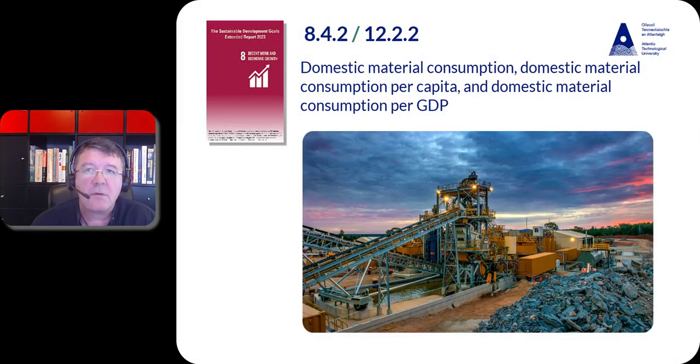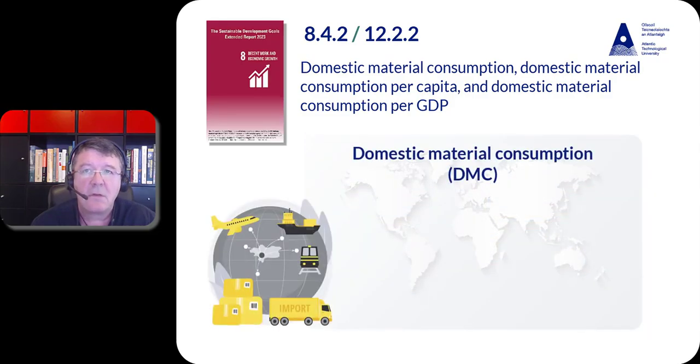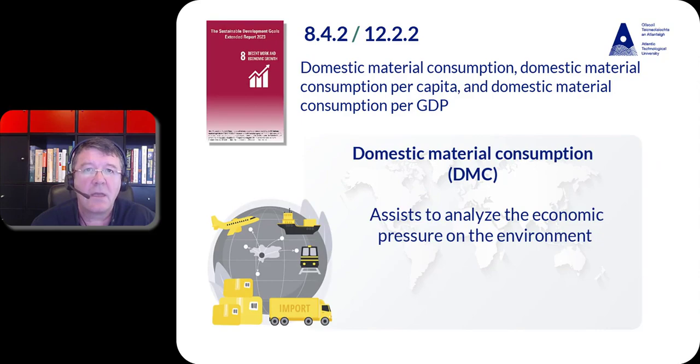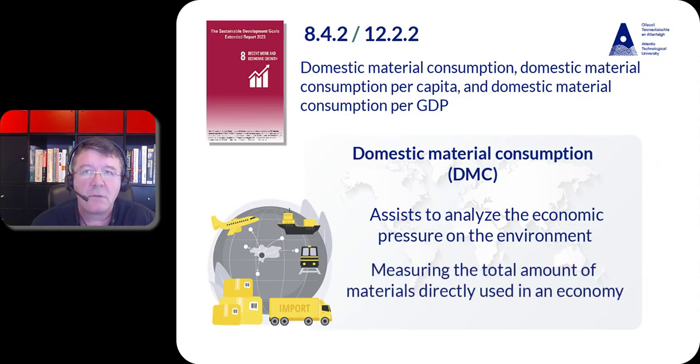So domestic material consumption assists to analyze the economic pressure on the environment, but when the economy is oriented towards traded goods, the material footprint is a much better indicator. Domestic material consumption, or DMC, is one of the well-known indicators that assists to analyze the economic pressure on the environment by measuring the total amount of material directly used in an economy, excluding indirect flows.